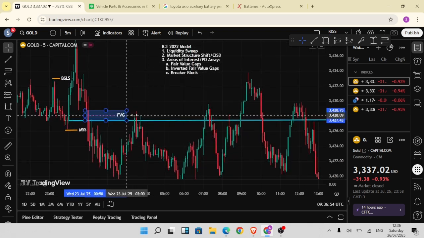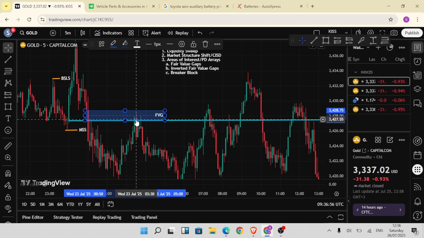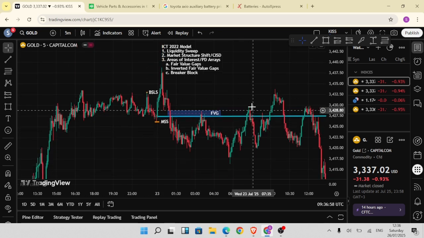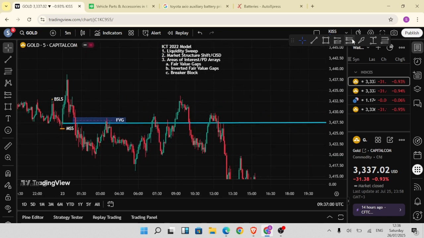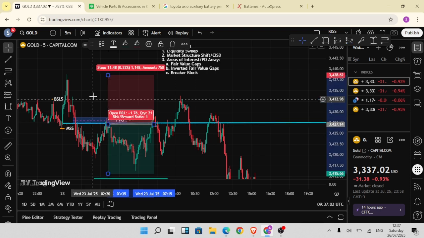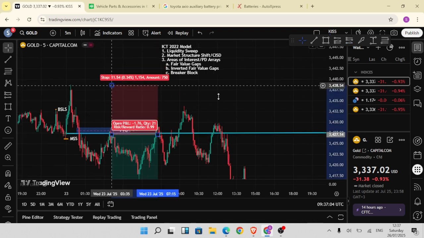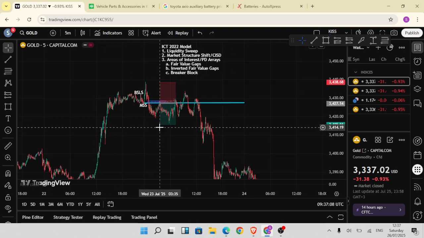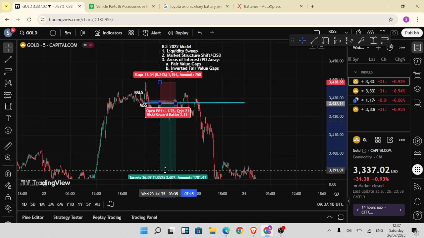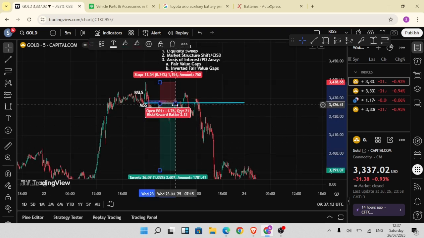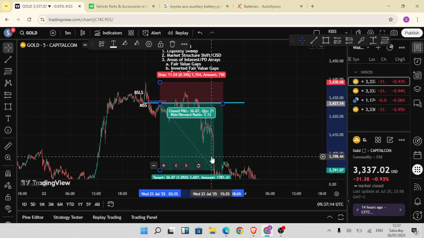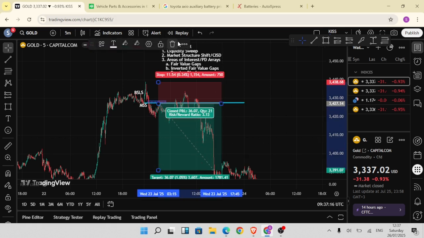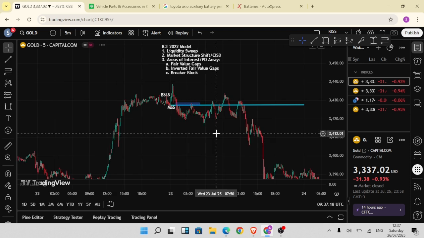Come here, you'll notice price react off it, right? Place your entry there, stop loss right above this area, a take profit of 1 to 3 right there, and you can see our take profit was tagged. So that is based on the fair value gap.